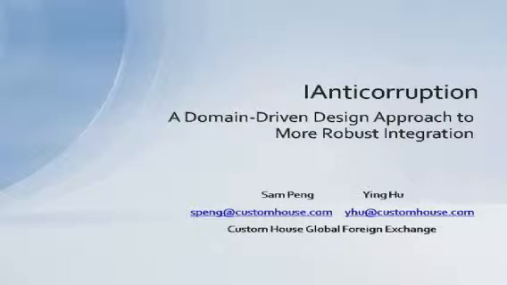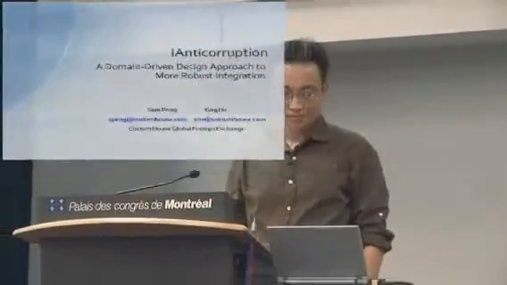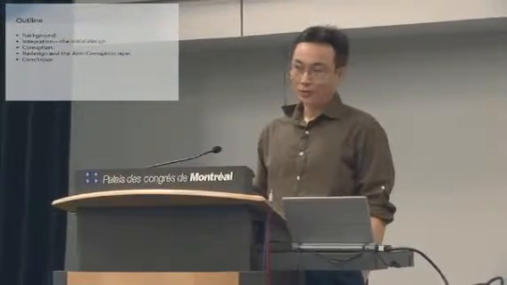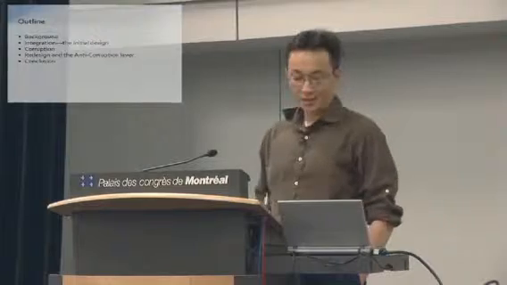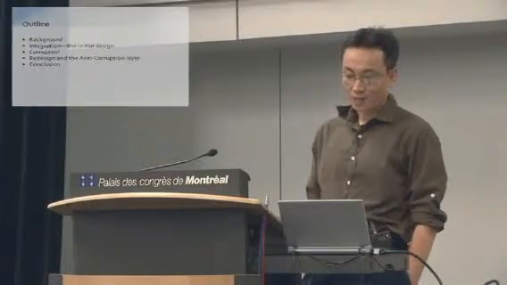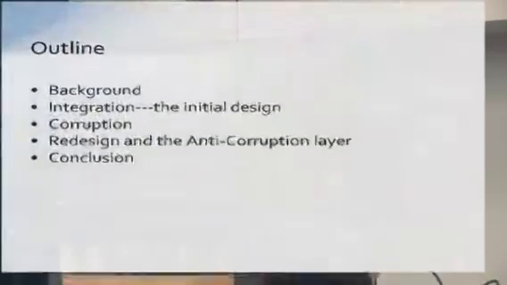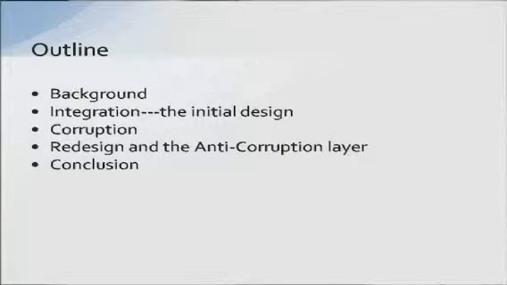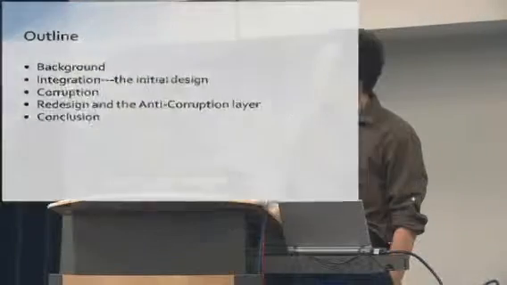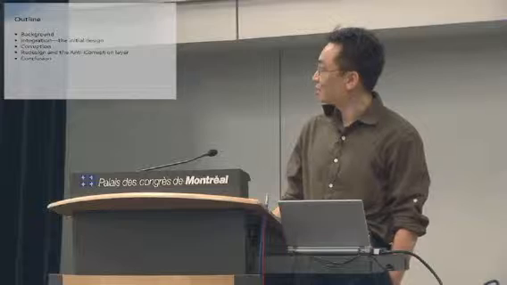Anti-corruption: a domain-driven design approach to more robust integration. In the next 20 minutes, I'm going to share with you our experiences integrating the company's next generation of trading and management system with a legacy back office system. I will show you how the two integrated systems became so intricately tangled and caused serious maintenance issues, and how the complexity of the integration component grew out of control and became eventually unmaintainable. I will then describe our solution of redesigning the integration component as an anti-corruption layer to fully isolate the two systems from each other and to effectively manage the complexity in the translation.